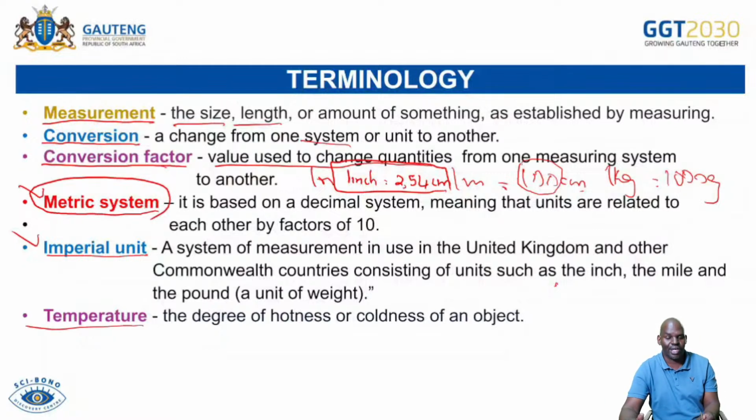And then we've got temperature. Of course, we are working with conversion of temperatures. We need to know what we mean by temperature: it is the degree of hotness or coldness of an object.